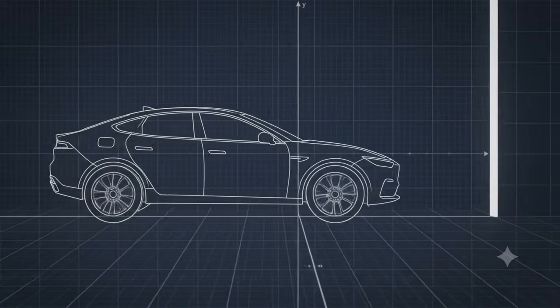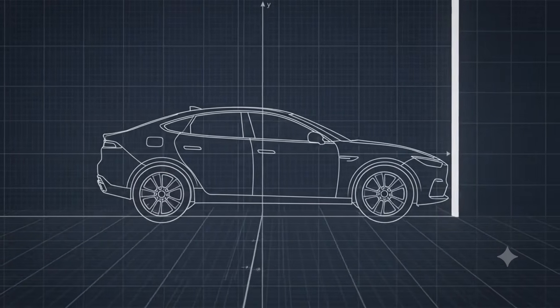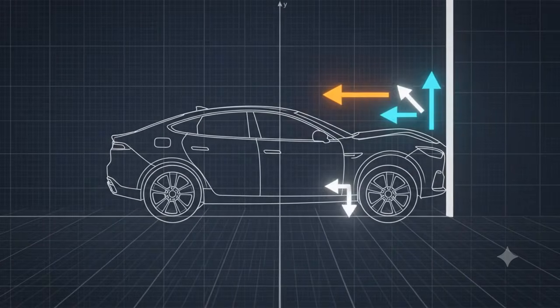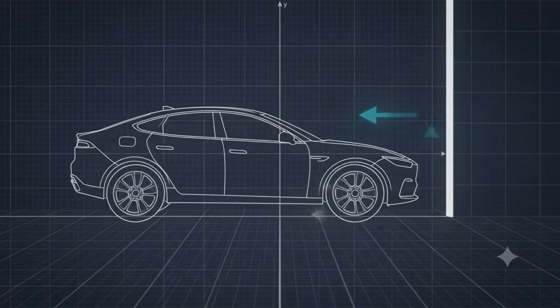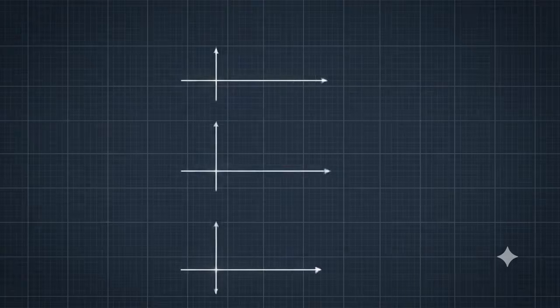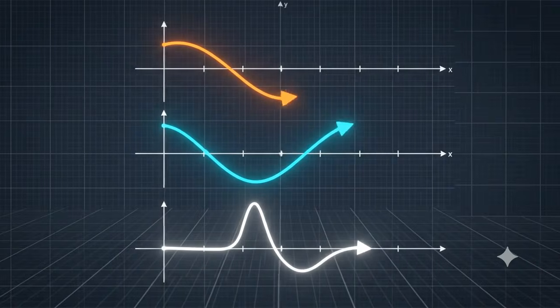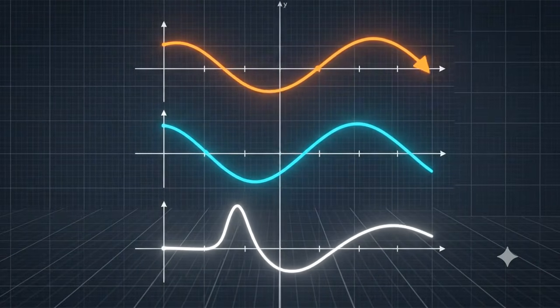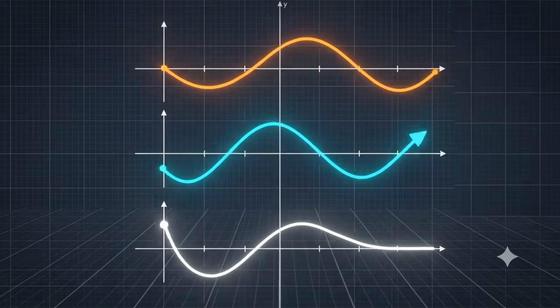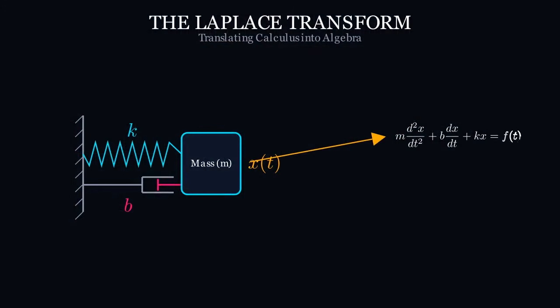Consider a car bumper compressing during a collision. Predicting its motion requires solving a differential equation where acceleration, velocity, and position are locked in a shifting balance. Calculus forces us to track these changing rates simultaneously, a notoriously difficult task. What if we could untangle this knot and solve the problem using basic multiplication?